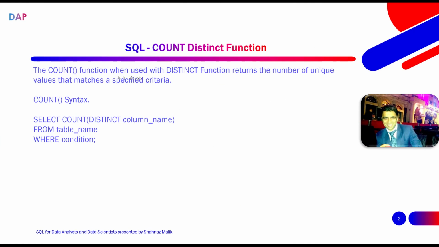Just remember that the COUNT function, when used with DISTINCT, returns the number of unique values that match a specified criteria. This is the syntax: you select a column, but you put DISTINCT in front of it, and then wrap it in COUNT, and you will get the distinct count. Then FROM table WHERE condition. You don't need to put a condition unless it is required for your query. We can do it even without a condition. I can show you one, but you can then try it in your database where you are practicing or executing these skills. You can add your WHERE condition to it.